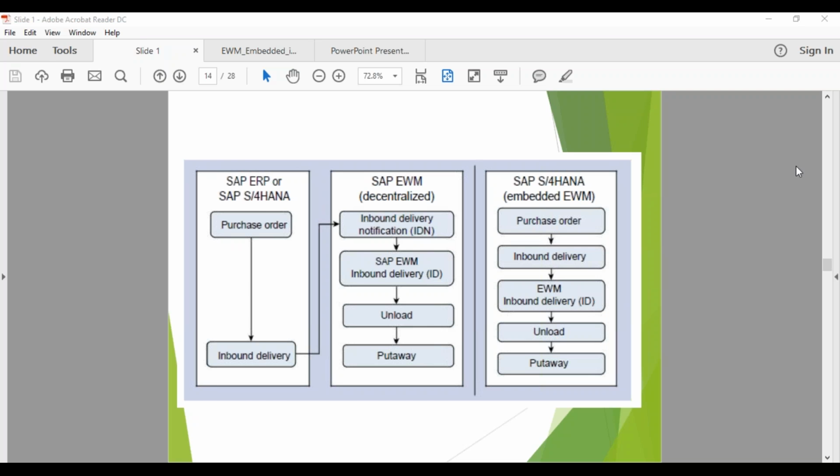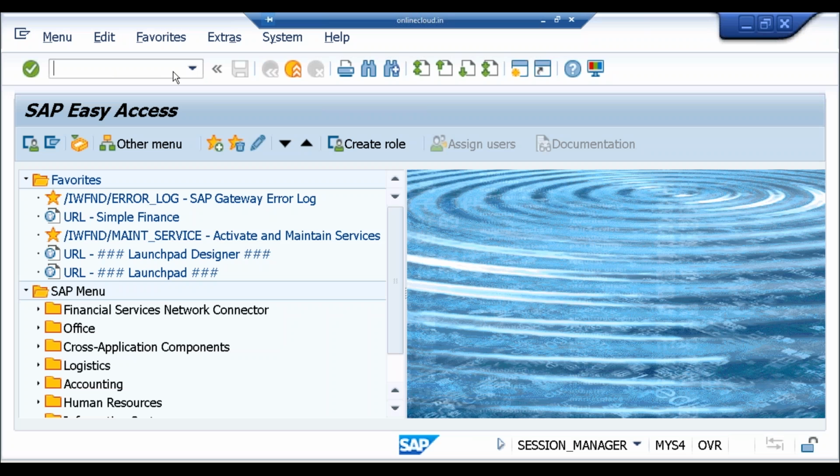Do we have anything like a gate entry in this process? So gate entry will not be there. Gate entry is something which will be there according to the business. It is a business decision when they have the gate entry and so on. But as per the process, we don't require any kind of gate entry here. I'll just open the system.